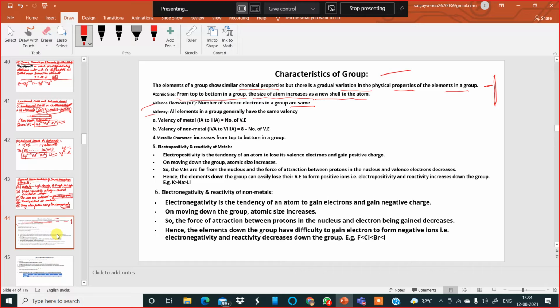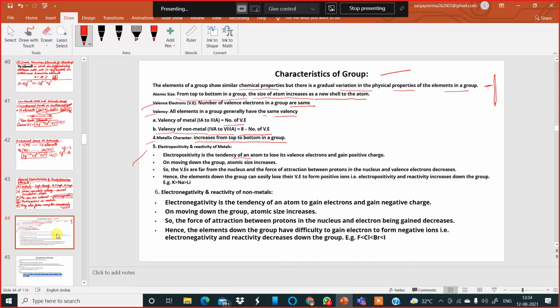Valency: all elements in a group generally have the same valency. For group number A, the valency of a metal, 1A to 3A, is the number of valence electrons. The valency of a non-metal, 4A to 7A, is 8 minus the number of valence electrons. Metallic character increases from top to bottom. Now, with regard to electropositivity and reactivity of metals.